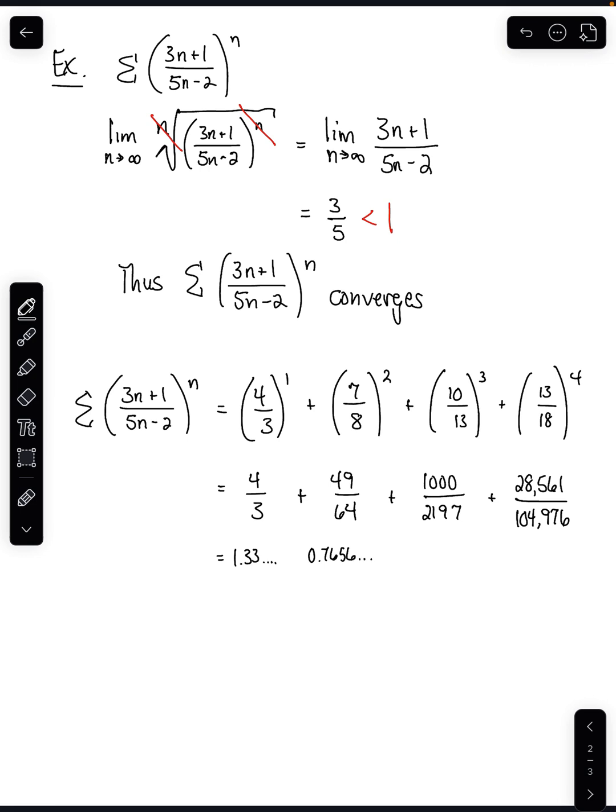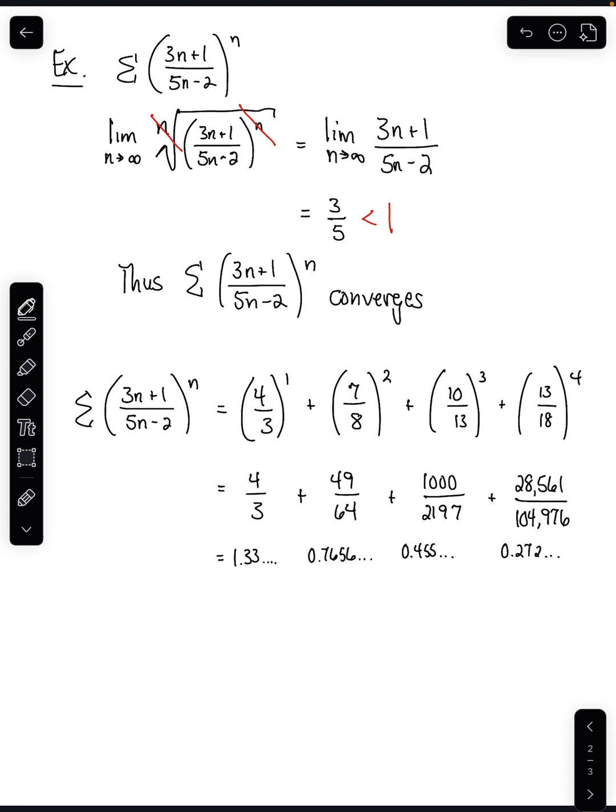1,000 over 2,197 is 0.455, etc. And 28,561 divided by 104,976 is 0.272, etc. So what we can see is that these terms are dropping, and noticeably so.